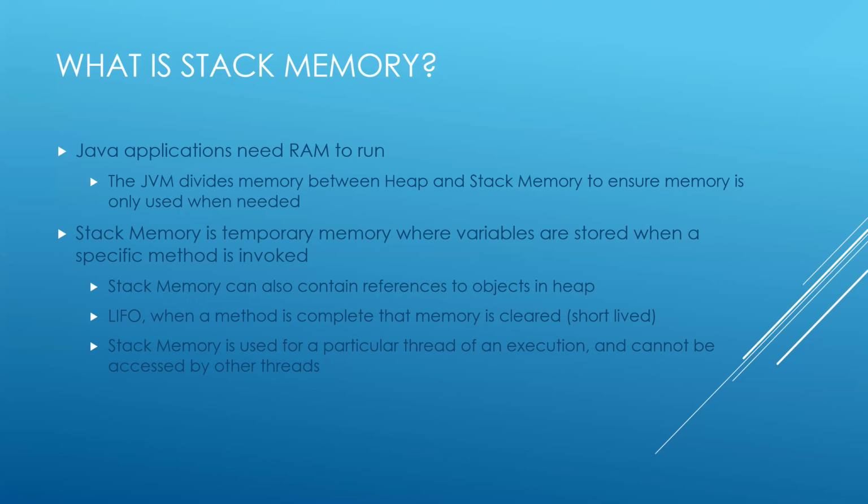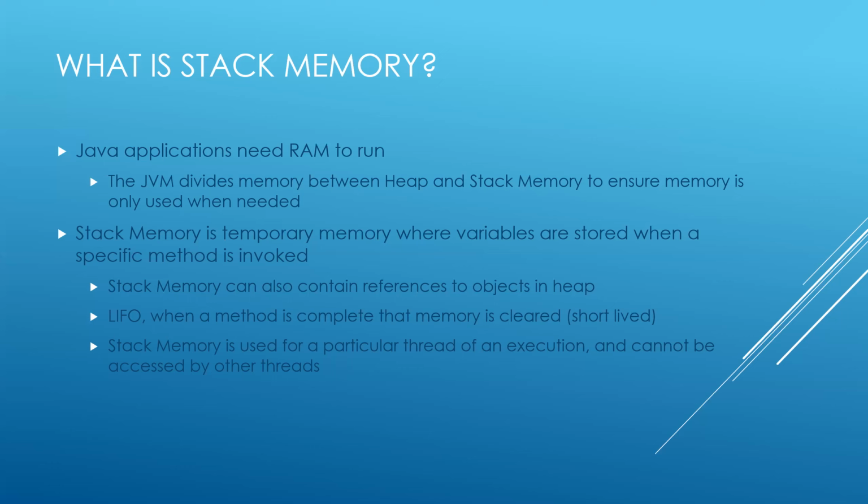Stack memory is specific to a particular thread of execution. We've talked about threads being this unique path, this small processing unit. Think of it this way: if it's only accessible to a particular thread, it can't be accessed by other threads, and threads are short-lived, as are the methods being invoked. So once that specific method is complete, that stack memory is going to be cleared. It's last in, first out logic, meaning let's say I have A, B, C on my stack. C is going to be the first one out as it was the last one in.